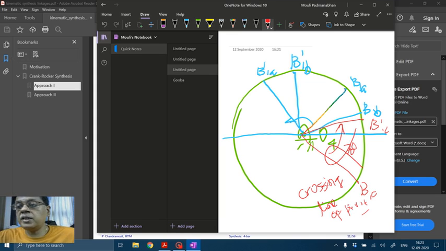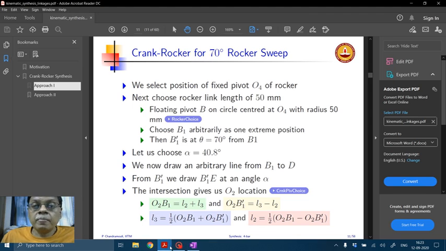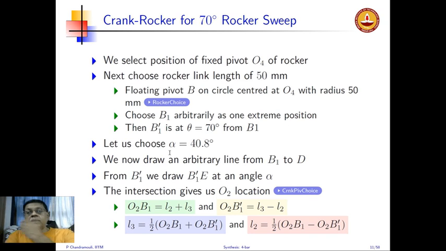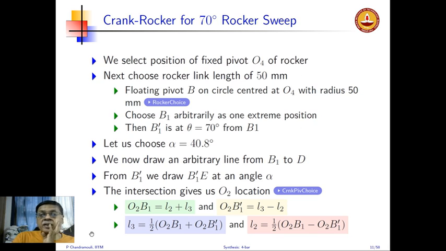So you can see that there's a wide variety of choice. I can pick B1A at some orientation as one extreme position, then I can go to another extreme position. All right. So we'll revisit that anyway. So we have a choice. The choice that I have made, of course, is to choose this position B1 to be out here. And then corresponding B1 prime, because we are using a 70-degree angle between the extremes. That is what it is. So these two extreme positions get dictated.